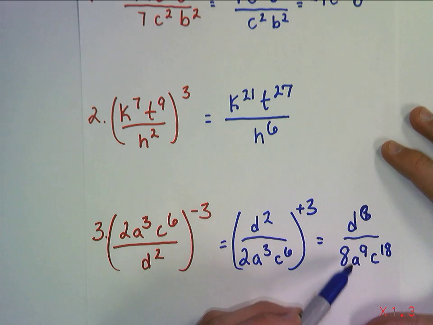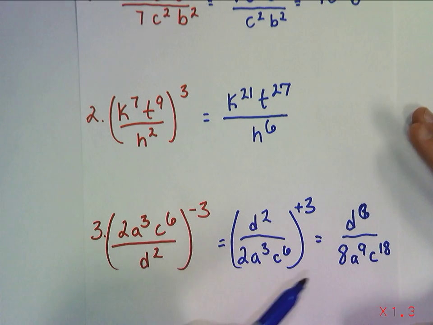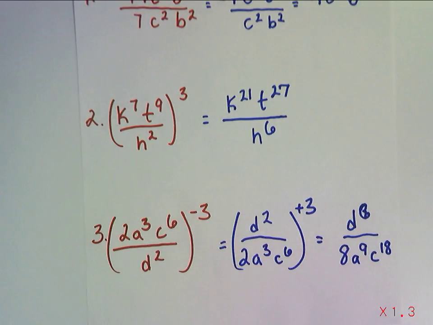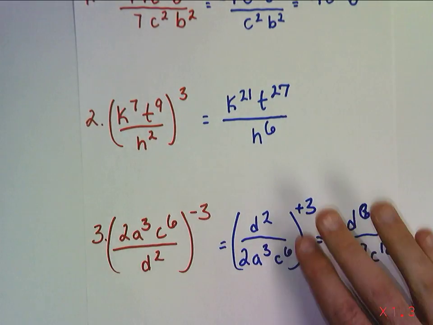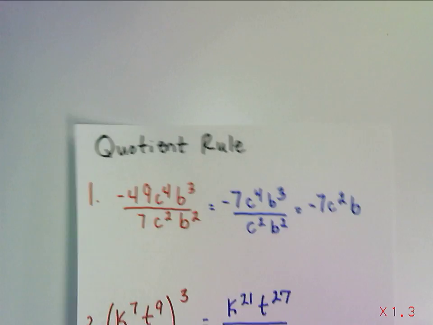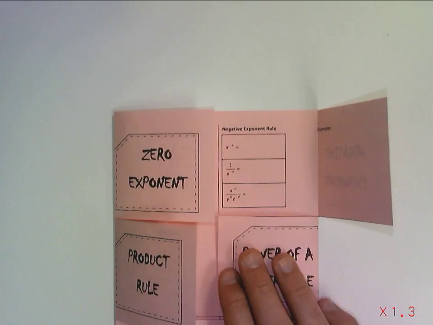Now I'm going to check this and see if there's any similar bases, to see if there's any other rules I have to apply, and the answer here would be no. So that's our final answer there. So that's the quotient rule. So just a couple more rules here, and then you'll be on your way to be able to work on your exit slip.